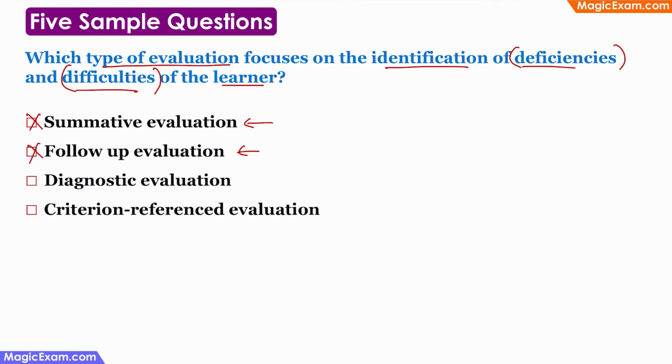And criterion referenced evaluation, where you are assessing candidates against a specific criteria, like the CTET exam, where the pass criteria is 60%. So criterion referenced evaluation is also a form of summative evaluation. Therefore, this cannot be the correct answer. Therefore, only diagnostic evaluation, where you are doing an in-depth study of a particular learner and trying to identify the deficiencies or the difficulties of the learner, as to why he is not doing well in a particular topic or an area. That is where you do a diagnostic evaluation, which is the correct answer for this question.